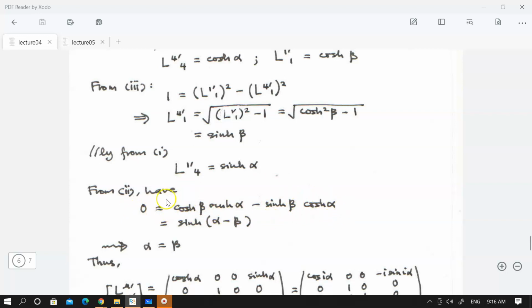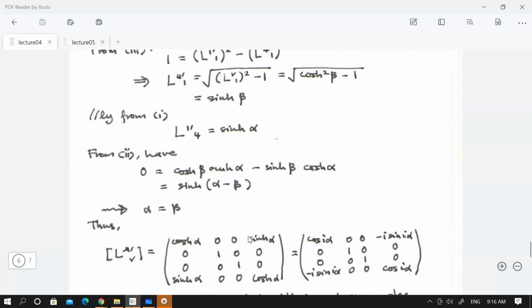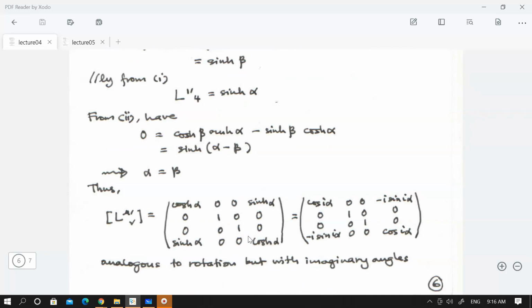But this, if you remember, there is an addition formula for these hyperbolic trigonometric functions. This actually gives you sinh of alpha minus beta, okay? And sinh of alpha minus beta must be equal to 0. That tells us alpha must be equal to beta. So finally, we get it in this particular form, which is quite nice, okay?